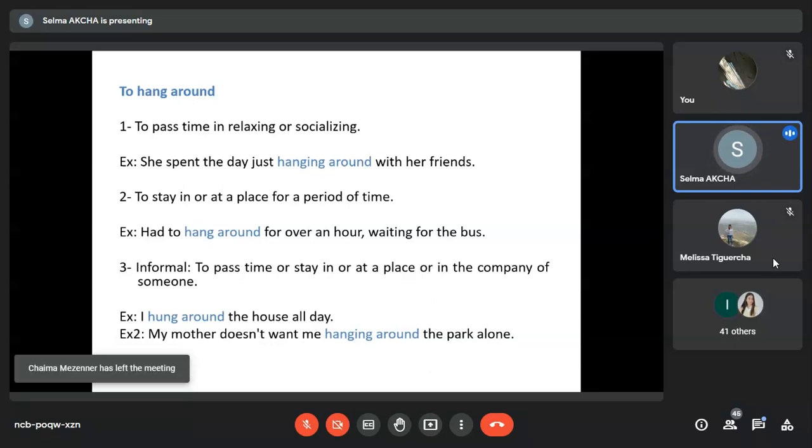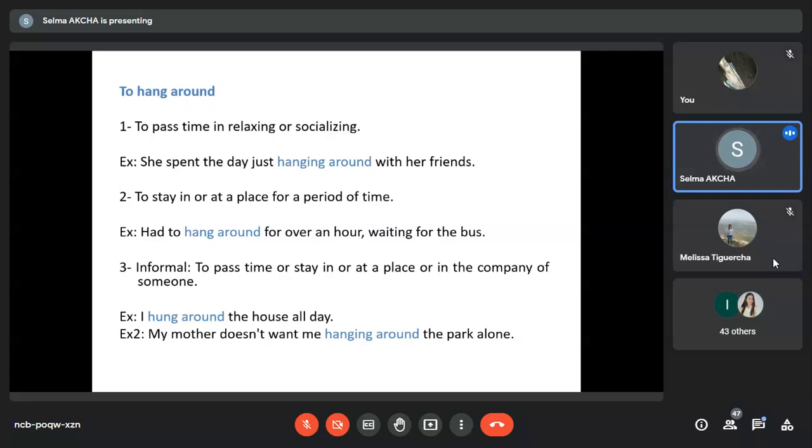Don't forget that we say to spend with D. In the past, it is spent. She spent the day. Elle a passé la journée avec ses amis. Hanging around means that she was socializing and relaxing with her friends. Do you understand? Quand vous passez du temps avec vos amis, vous dites par exemple, demain, je voudrais passer du temps avec mes amis. Je voudrais sortir et passer du temps avec mes amis. You can say, tomorrow, inshallah, I will spend the day hanging around with my friends. Is it clear?